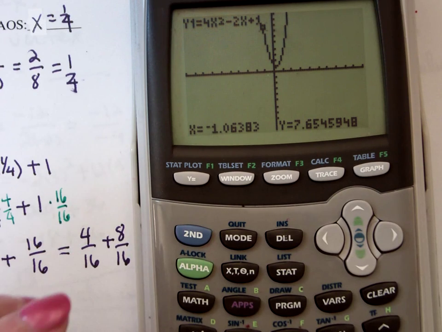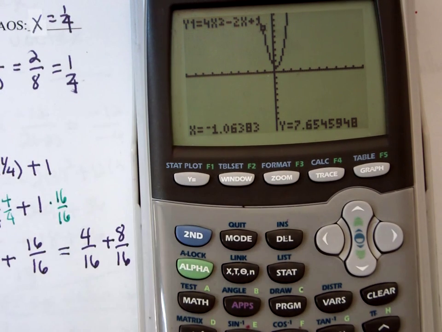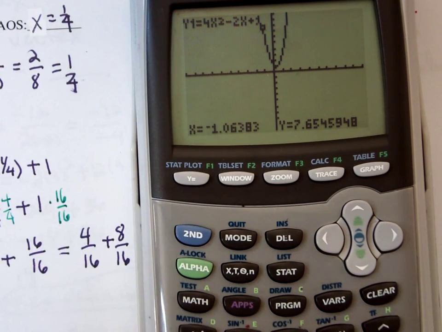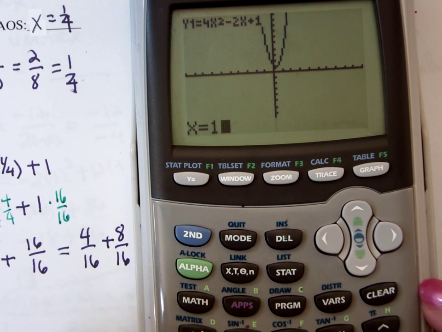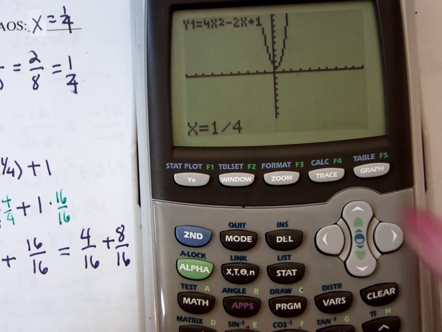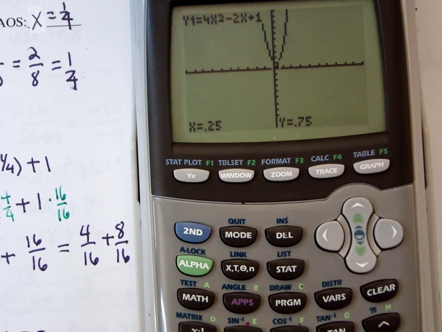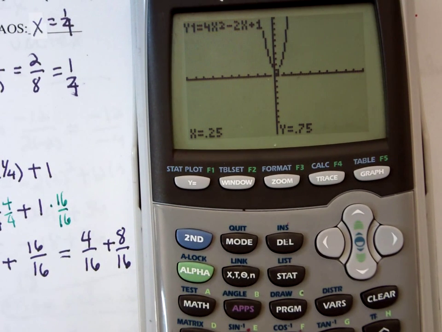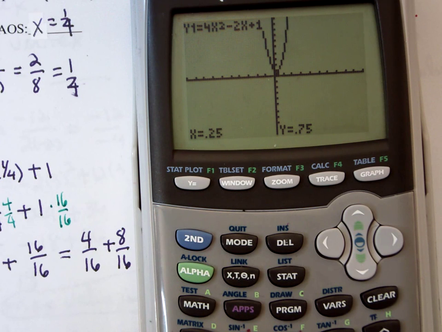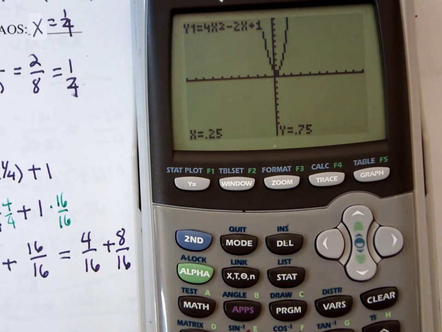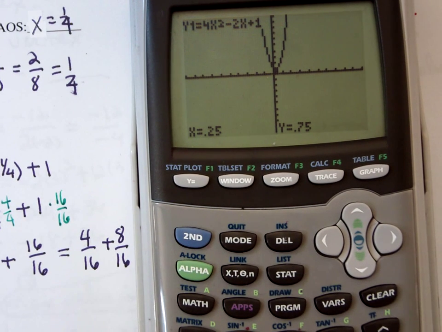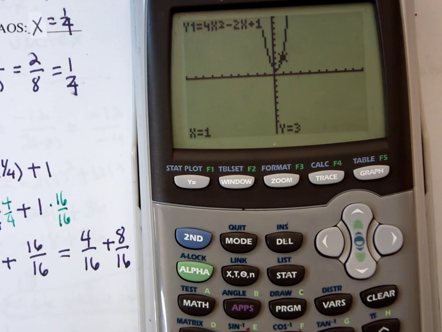Well, what do I want to calculate out? 1/4. Once I hit trace, I just type 1 divide 4. Notice there's no y value over here. When I press enter, it will give me the y value with that x value. And then the next one I did was 1. As long as I don't do anything, it gives me the y value with that x value.